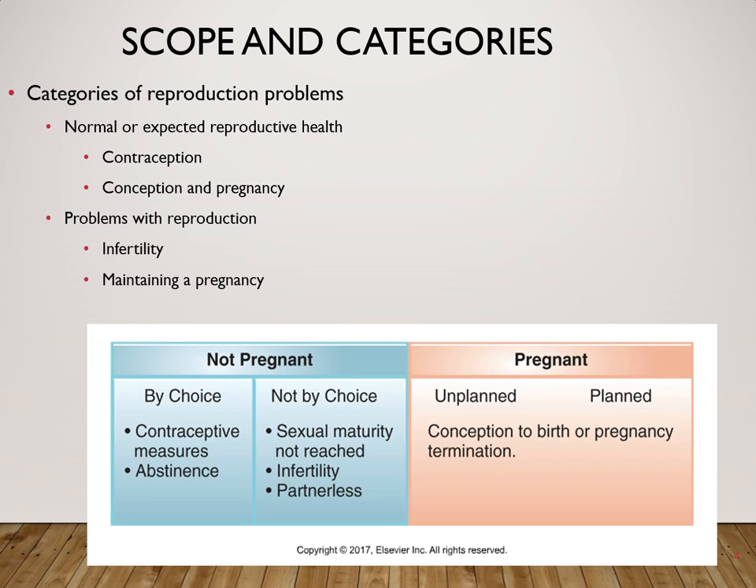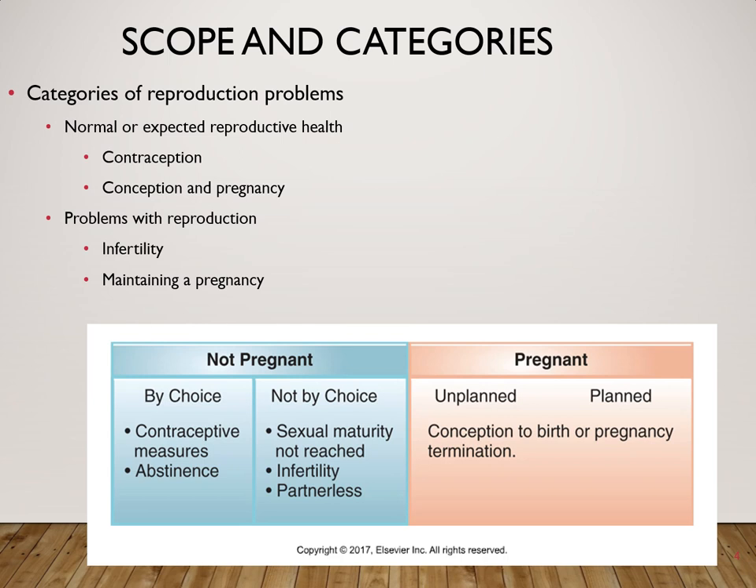Now, the non-pregnant state, not by choice, means that the woman is not making any kind of conscious decision of not staying pregnant. It's the result of some type of physiological state. One of them will be the fact that the woman is not sexually mature, she did not reach puberty in children. Another kind of not by choice situation will be the infertility that we see in some of our patients, or the fact that the woman is partnerless. And one thing that is not present here in this table in your book is that the non-pregnant state may also be associated with the fact that she can be at menopause.